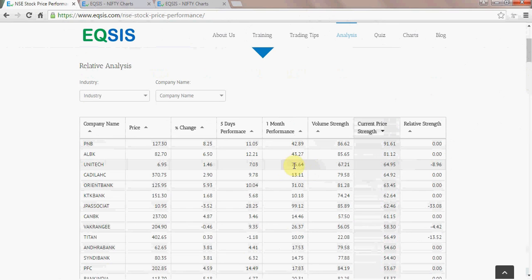In the last 1 month, the stock has actually gained 75%. And in the last 5 days, it gained 7%. And in the last 1 day, it gained. Almost the stock is in the positive mode. We managed to figure out like this. So this is one way by which we figure out the stocks based on its relative performance.